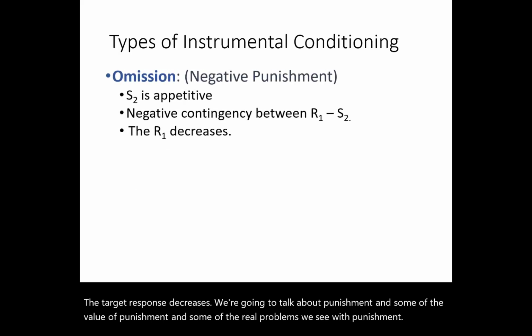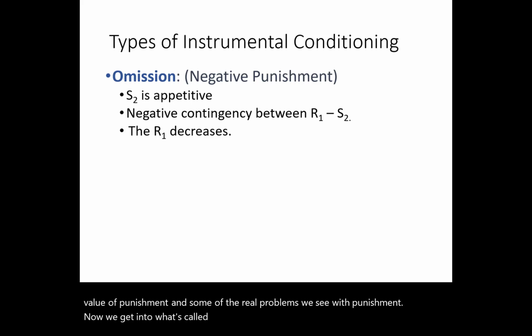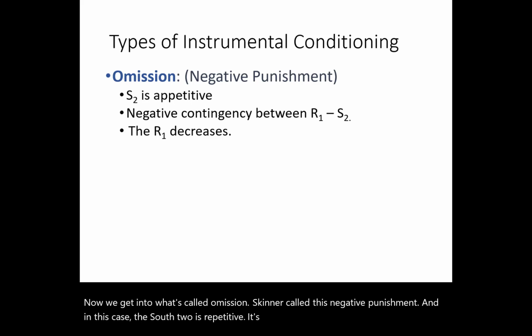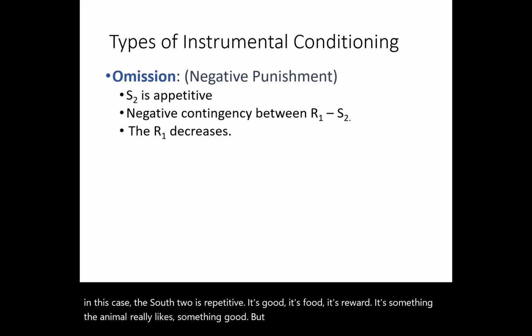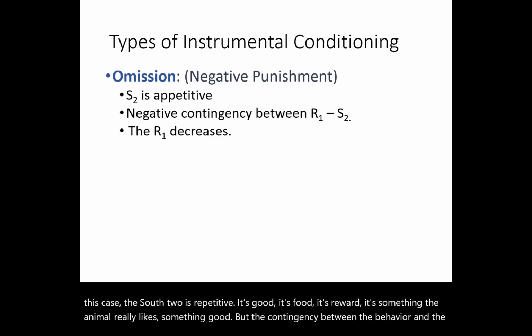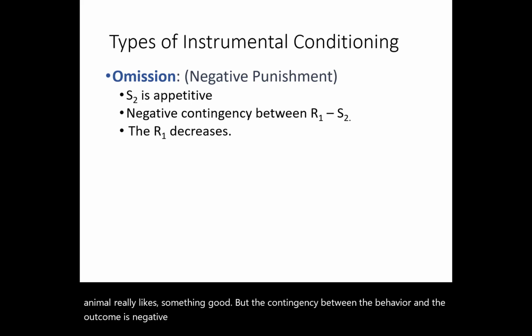Now we get into what's called omission. Skinner called this negative punishment. And in this case, the S2 is appetitive. It's good. It's food. It's reward. It's something the animal really likes, something good. But the contingency between the behavior and the outcome is negative, meaning that when the target response happens, there is no reward. There is no food. There is no appetitive S2.